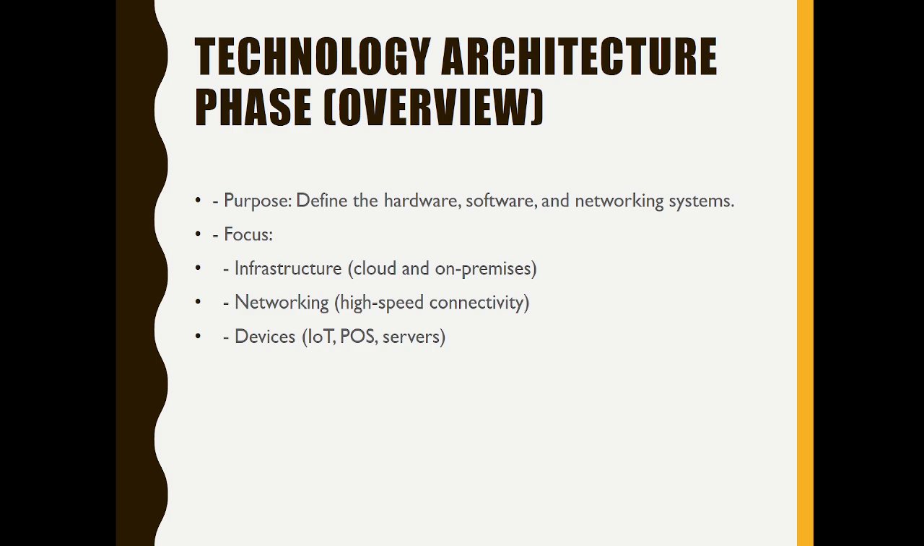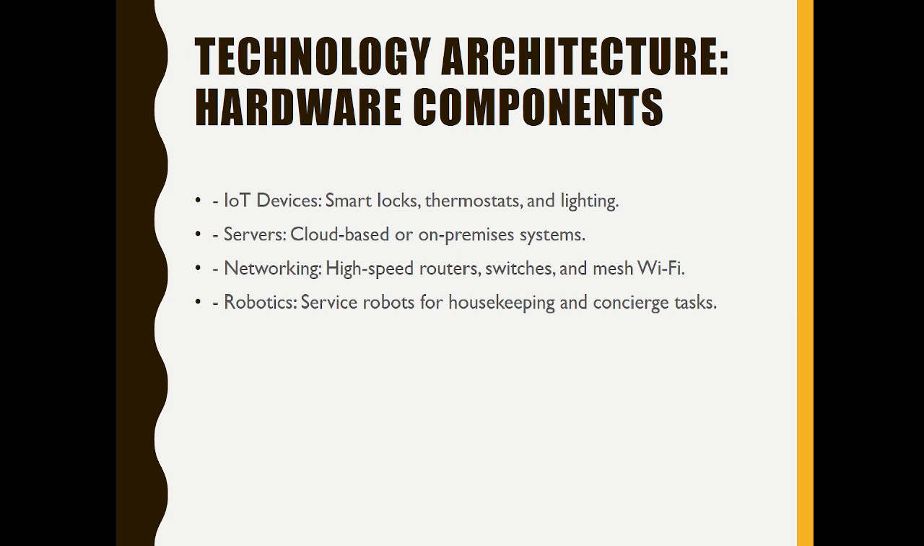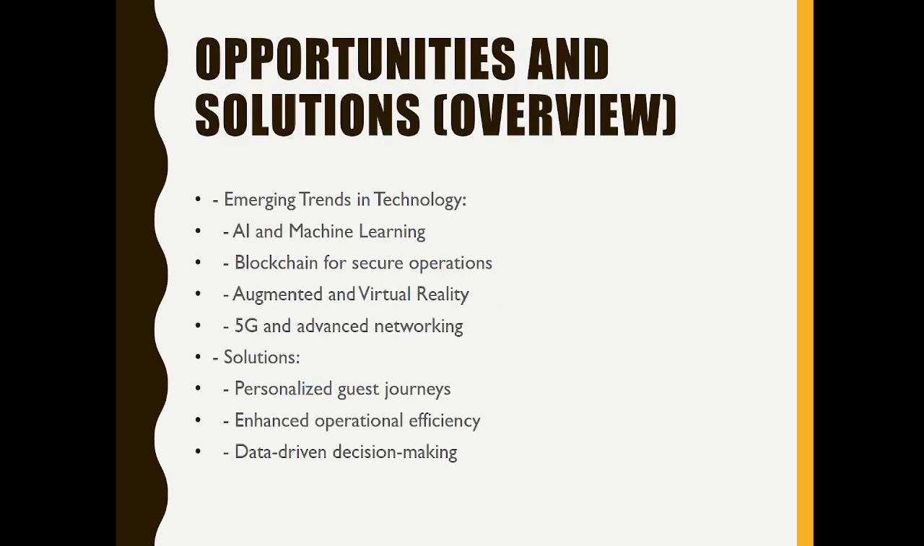We need high-speed connectivity and devices: all of the POS terminals, the servers, and the IoT should work properly. We talk about high-speed routers, switches, and mesh Wi-Fi. For servers, we can base them on robotics, which can be tested for housekeeping and concierge tasks.